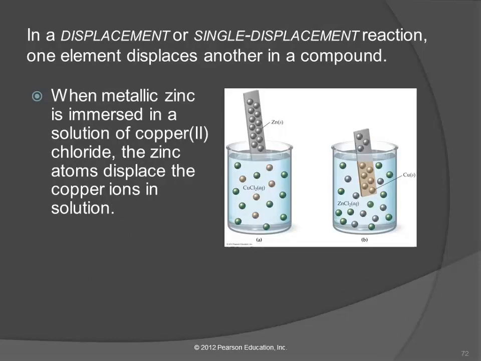Another type, which we haven't talked much about at all, is called displacement or single displacement. This is where one element displaces another in a compound. If you put metallic zinc in a solution of copper chloride, what you'll find is that the zinc metal becomes copper colored because the copper deposits onto the zinc metal.